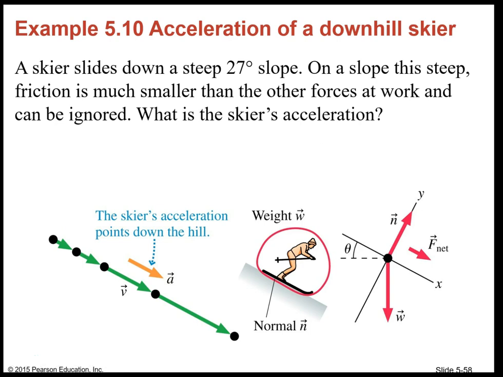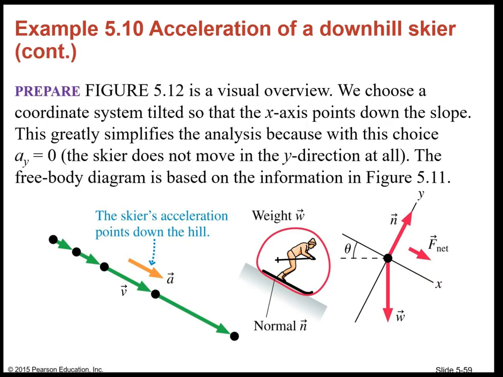So the skier goes down a slope. We're going to see if we can figure out the skier's acceleration if we know the angle of the slope. So it's accelerating downhill. Now some of you might think we don't have enough information, but we do. We're going to look at how to figure out our net force going down, and thus being able to figure out our net acceleration.